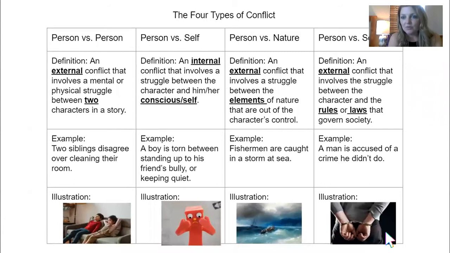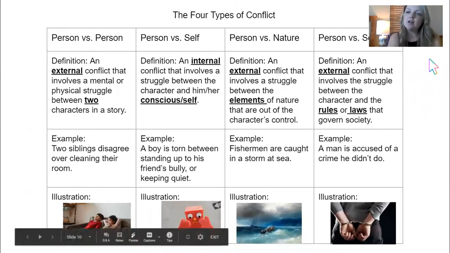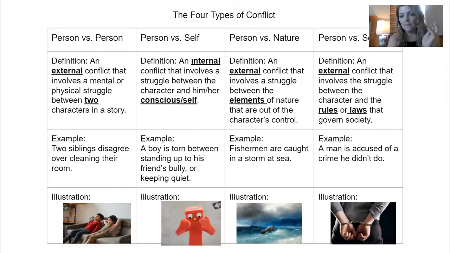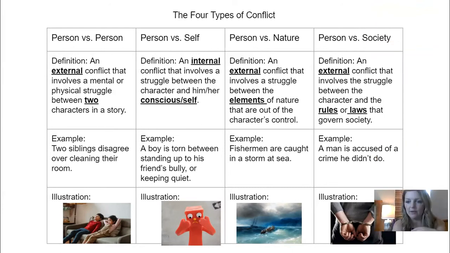Okay, so this is where we jump in and we talk about the 4 types of conflict. So every character in every story ever is either dealing with something within their own self or they're struggling against someone or something else. So what I want you to do here is we're going to spend a few minutes on this particular slide. So while it's up, it's going to be up for quite some time. I'm going to move myself out of the way here.